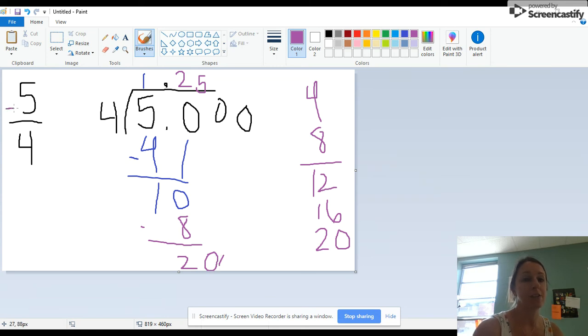If there was a negative out here in front, the only thing we do at the end is we put the negative up there. So it'd be negative 1.25.